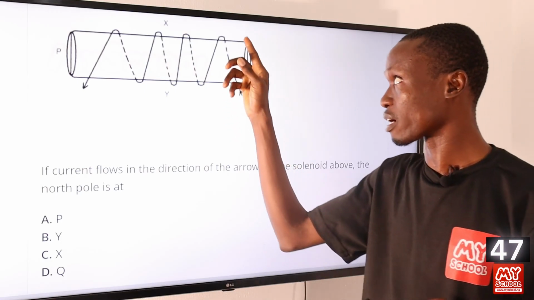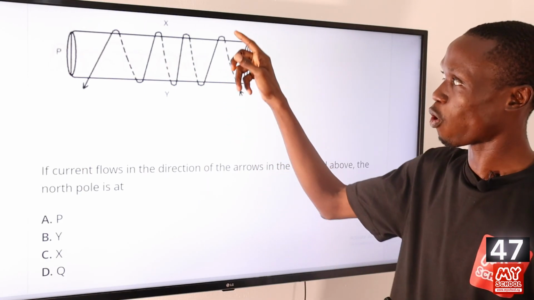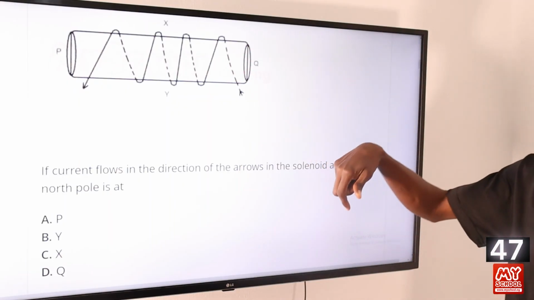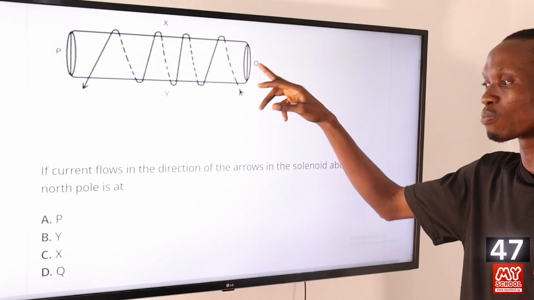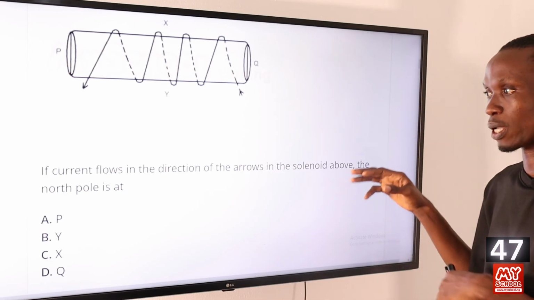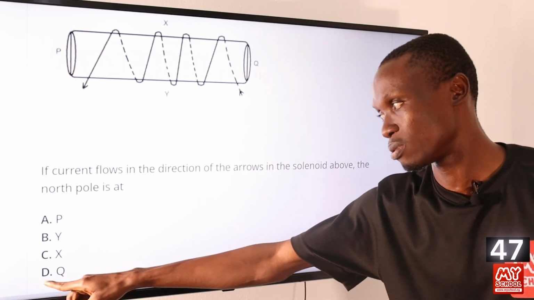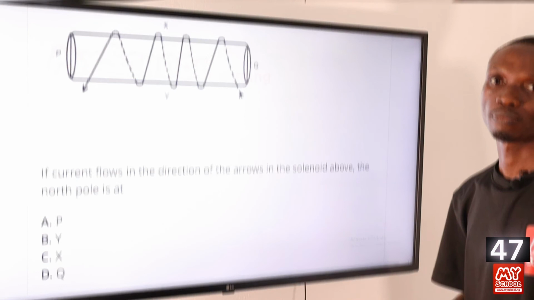Looking at this diagram carefully, we find out that the direction of current is actually anti-clockwise. So that makes Q the North Pole. So the answer to this question is option D, Q, the North Pole.